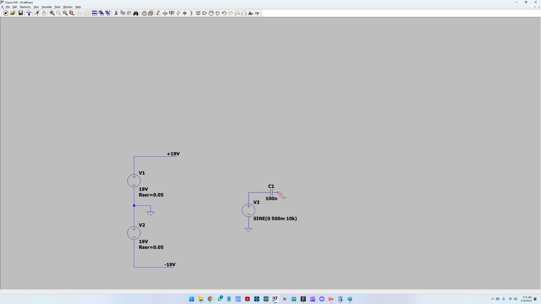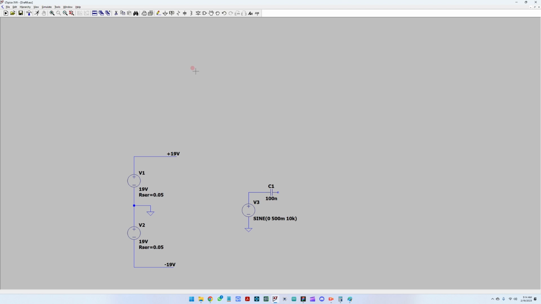You can calculate the impedance for this capacitor at a certain frequency by using the impedance formula 1 over 2 pi CF, where you can get the impedance of this capacitor depending on the sine wave. You can calculate at different frequency values how much impedance this capacitor would have.